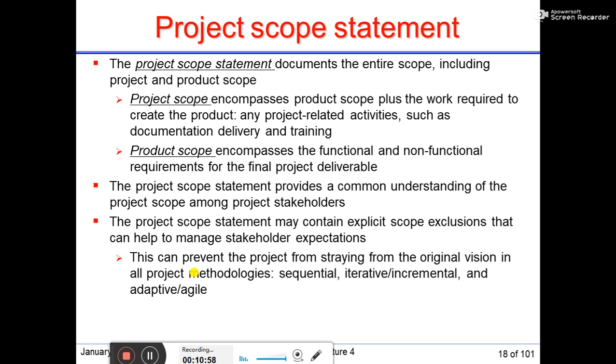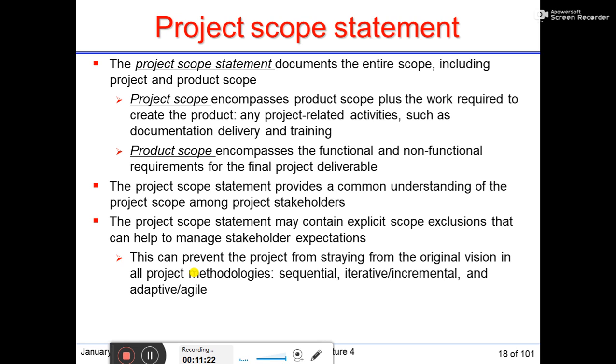But product scope encompasses the functional and non-functional requirements for the final project deliverables. The project scope statement provides a common understanding of the project scope among project stakeholders.